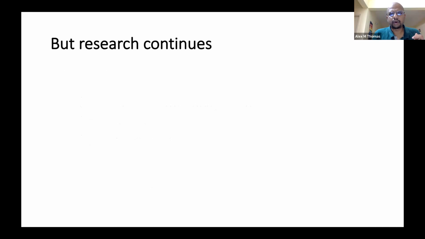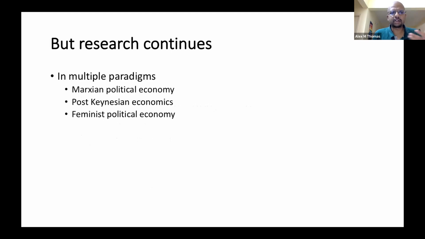But the important point remains, as many of us practitioners here today and students who would be reading such research know, that research continues to happen in multiple paradigms. Research continues to happen in Marxian political economy, post-Keynesian economics, and feminist political economy.